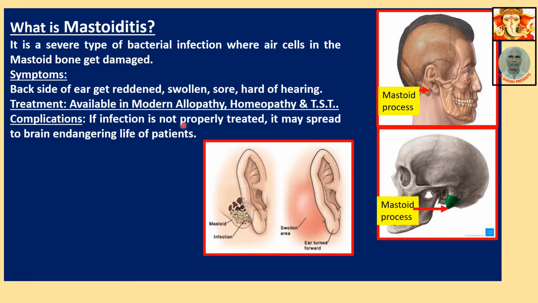Complication: if the infection is not properly treated, it may spread to the brain, because this portion, I mean these air cells, are somewhat related to the internal brain also. So that will endanger the life of the patient. Mastoiditis is more serious than otitis media.